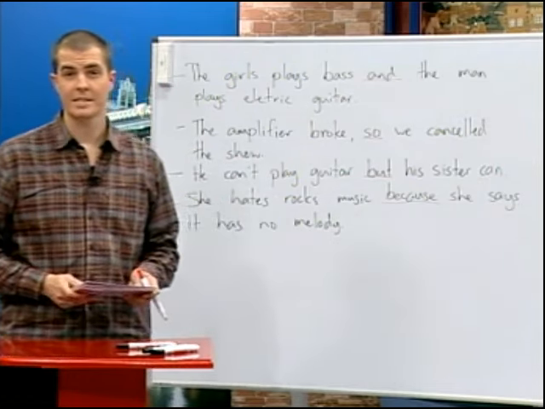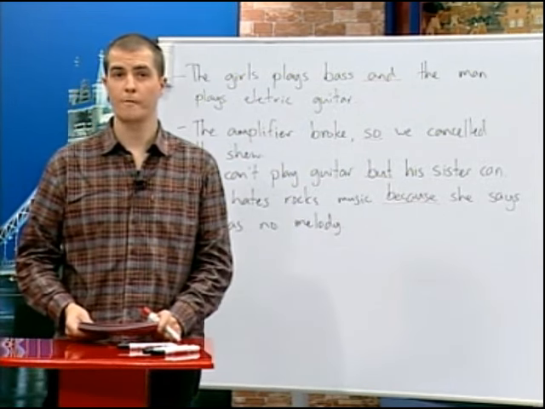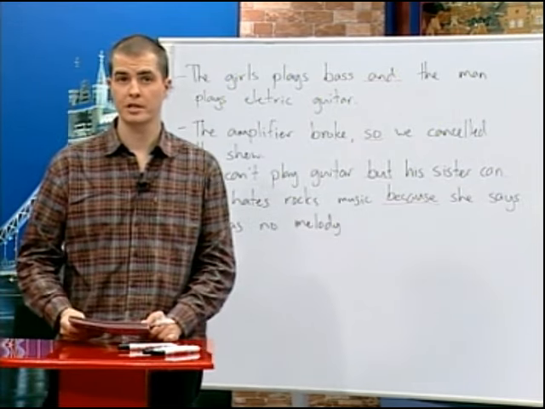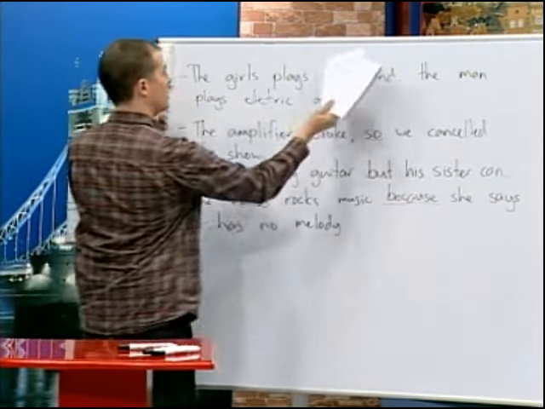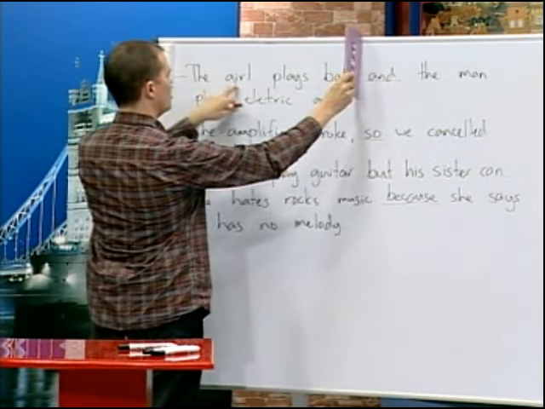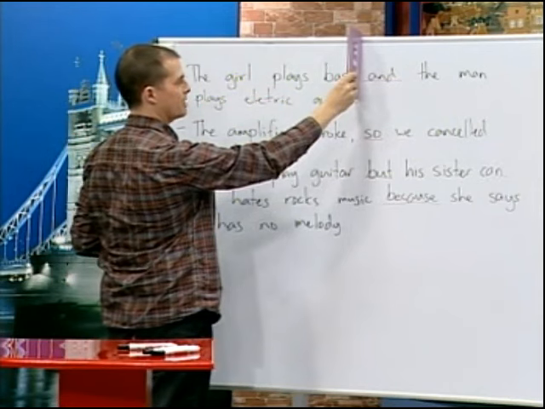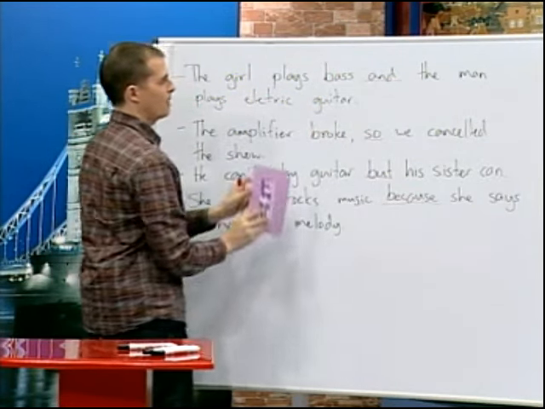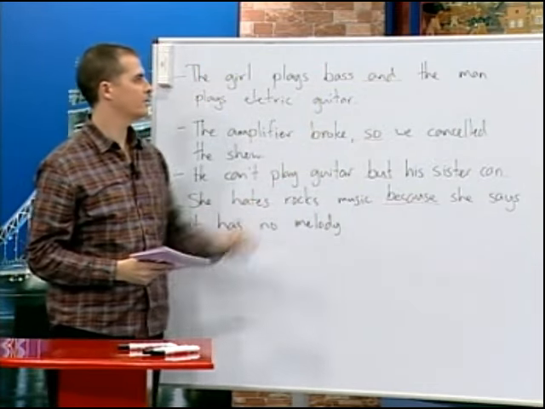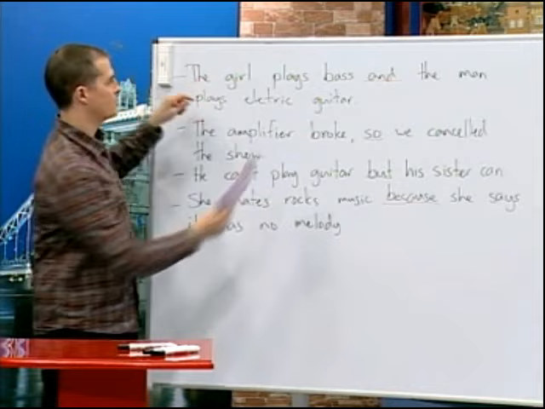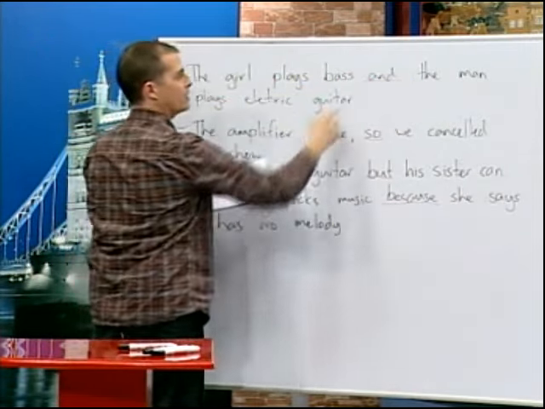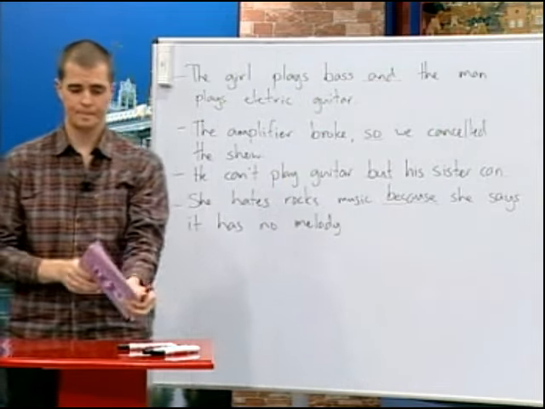Conjunctions are words that connect sentences, clauses, or phrases. A clause is a group of words that has a subject and a verb. So we have the girl plays bass. That's a clause. And then we have the man plays electric guitar. The girl plays bass and the man plays electric guitar. Here is one clause. Here is another clause, and and connects them.